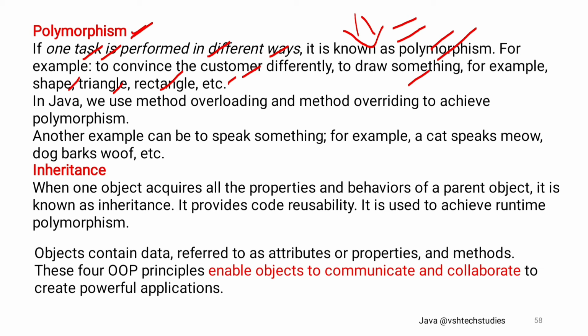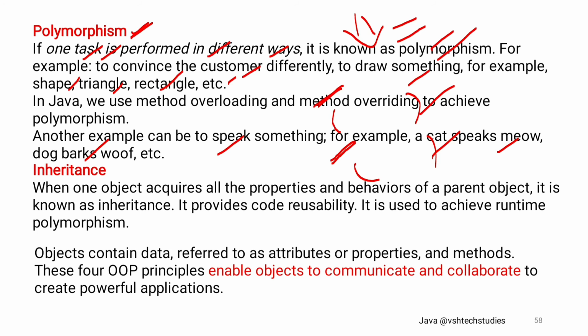Another example, speaking. Animals speak: cat mews, dog barks. Similarly with methods, the names will be the same, but they will do different tasks. That kind of implementation is called polymorphism.